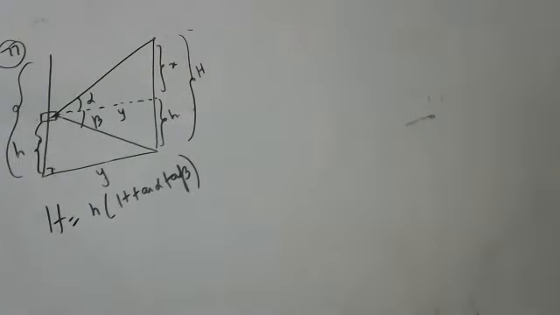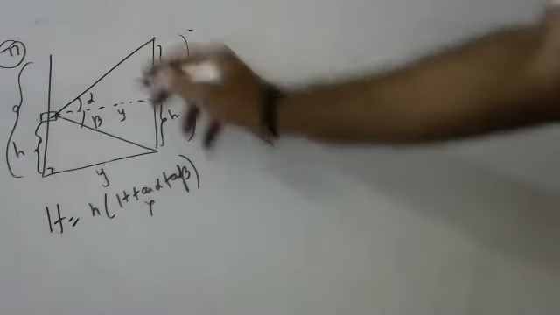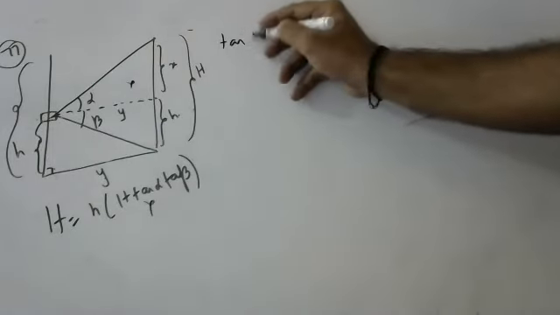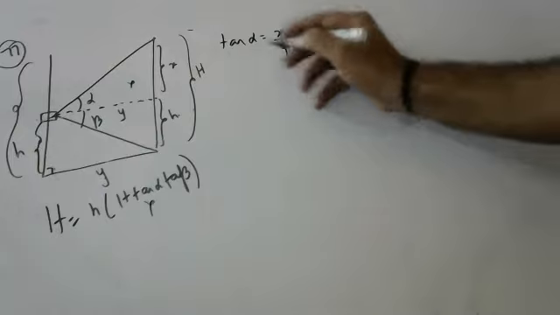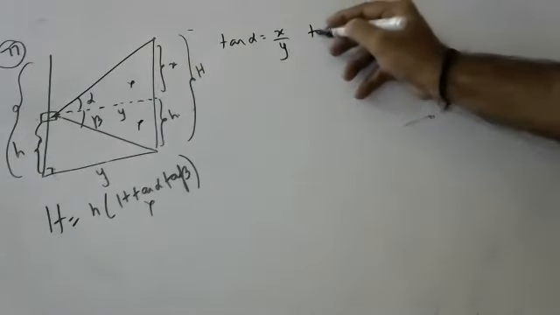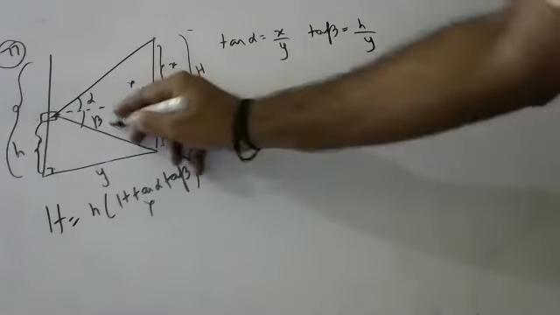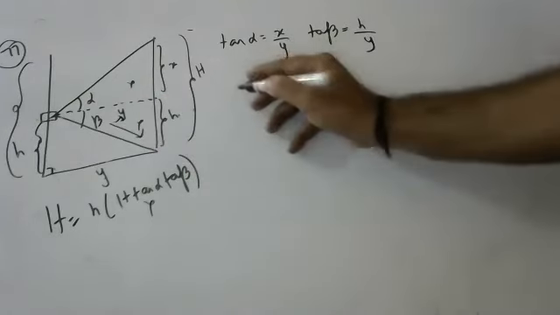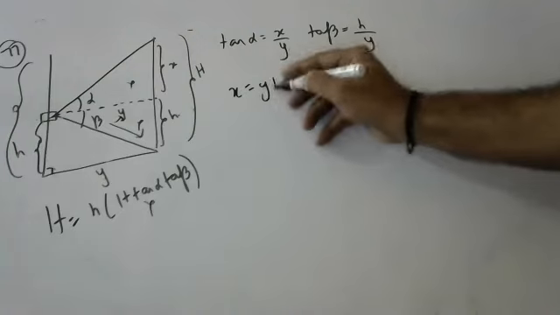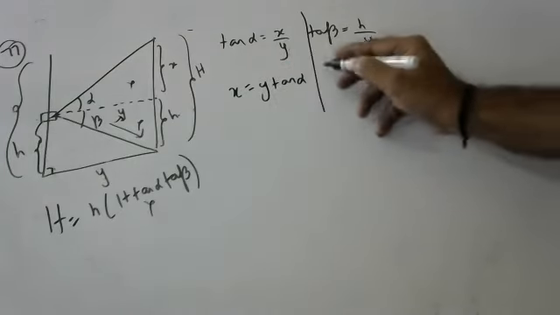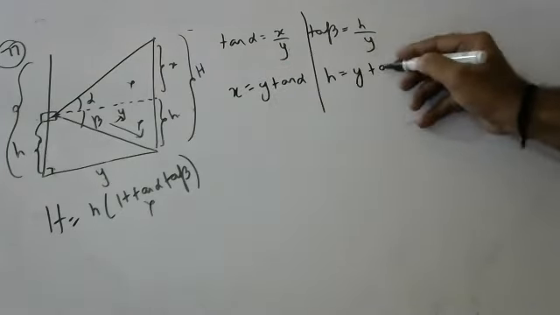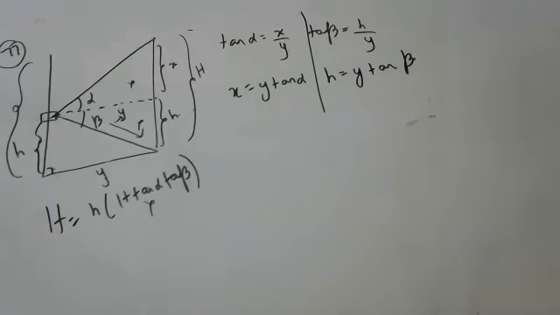Okay, children, so let's check. Very easy. So according to the question, can anyone say tan alpha, children? X by y. Can anyone say tan beta? H by y. Opposite by adjacent. So x is equal to y tan alpha. H is equal to y tan beta.